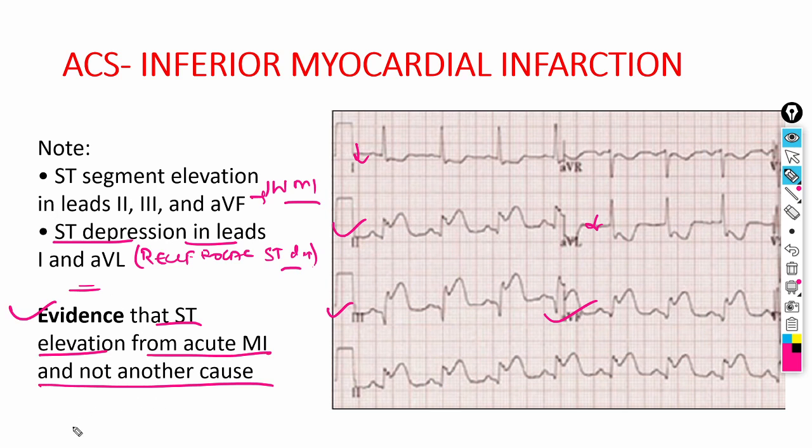In inferior wall MI, in 90% cases, the artery involved is the right coronary artery, which supplies the inferior wall. But in 10% cases, the LCX can be involved in inferior wall MI, and it is associated with changes in lateral leads also, that is V5, V6, 1 and AVL.